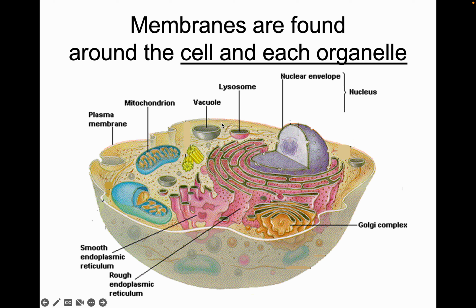It encloses the cell. Additionally, there are membranes inside the cell called organelle membranes, such as what? We have the nuclear membrane that surrounds the nucleus of the cell, the endoplasmic reticulum, and the mitochondria, which have their own membranes. These membranes help separate different parts of the cell and perform different functions.